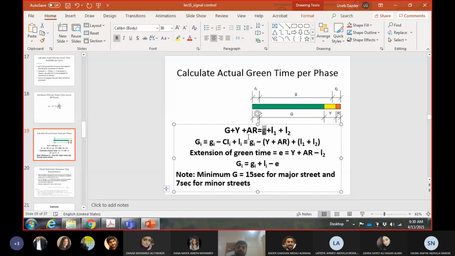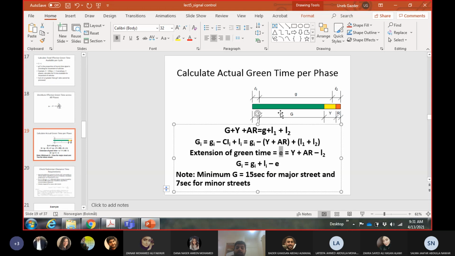So now from this equation you can put G on one side and everything else on the other side. So this is the equation for calculating the actual green time. They also have a parameter which is extension of green time, known as E. So E is extension of effective green time, or extension of green time into the yellow interval.